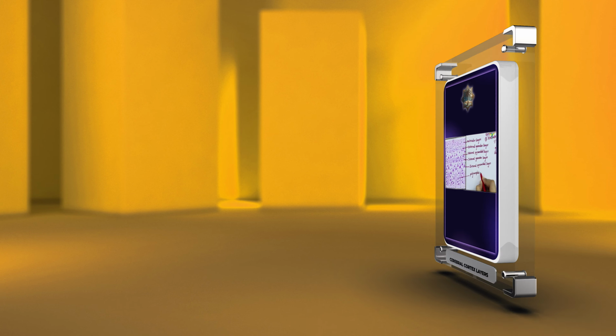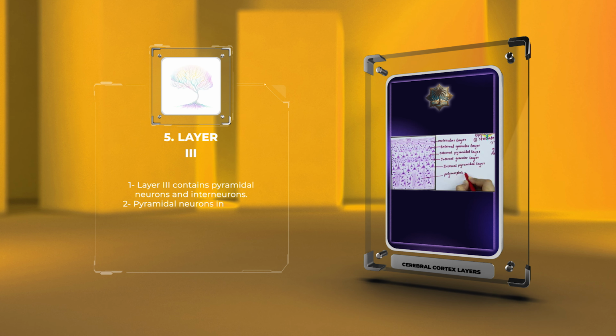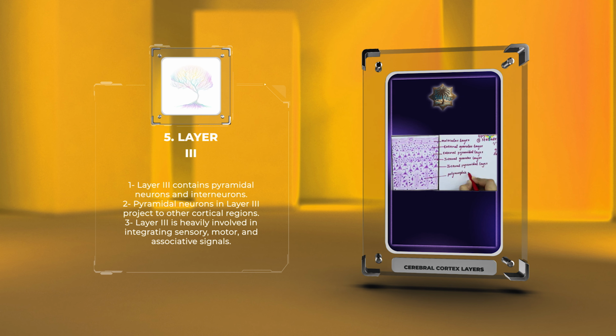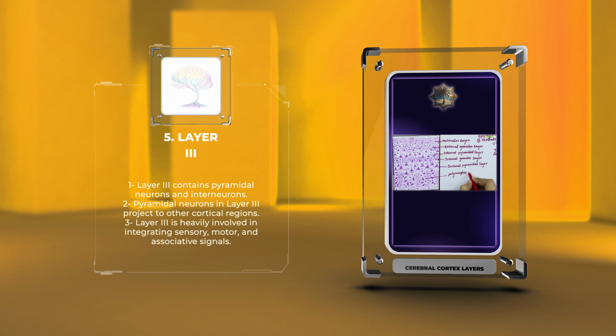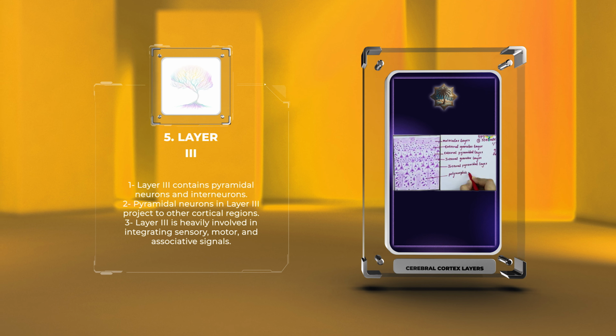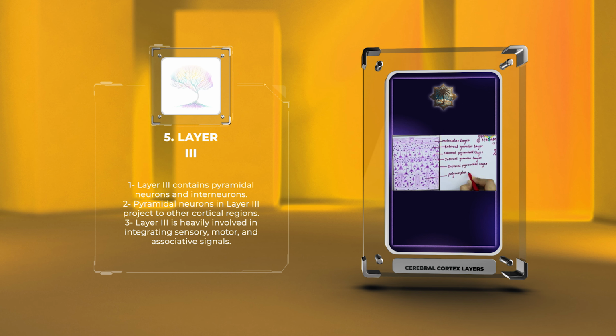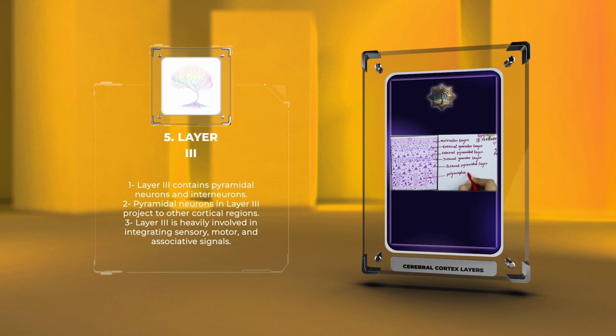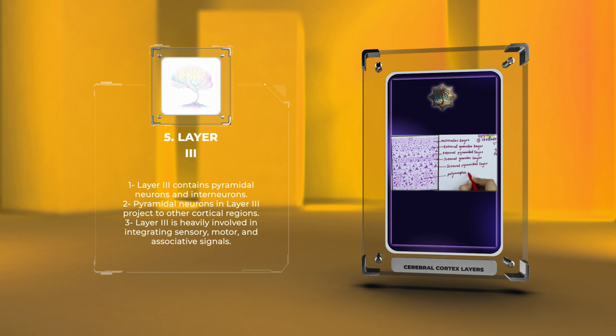Layer 3, also known as the external pyramidal layer, contains a mixture of pyramidal neurons and interneurons. These pyramidal neurons project to other cortical regions, allowing for long-range communication and information exchange. Layer 3 is heavily involved in the integration of sensory, motor, and associative signals, playing a vital role in higher-order cognitive functions.